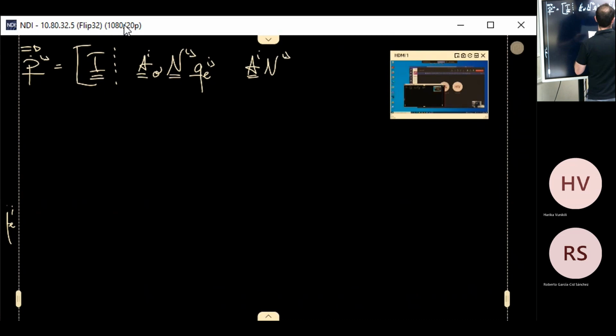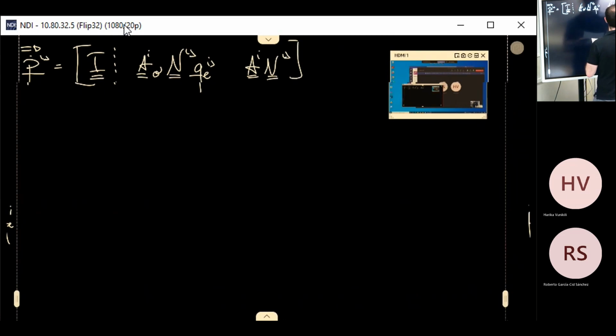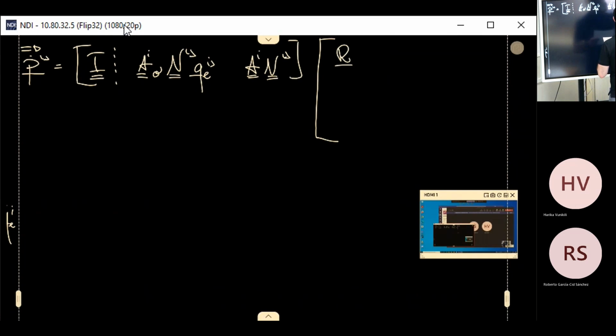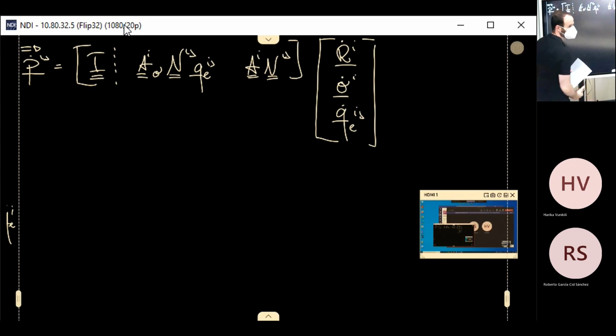And ij applied over what? The vector of the coordinates. So you have r I dot. You have theta dot I. I can write it as a vector, but we know that this is a scalar. Okay, it's a vector of one component. And then you have q e ij dot.